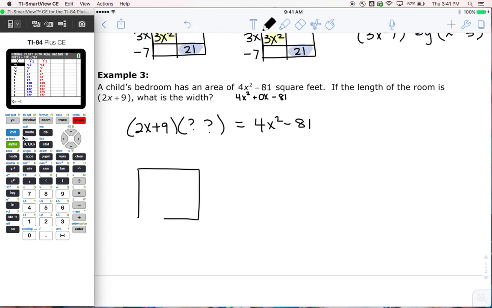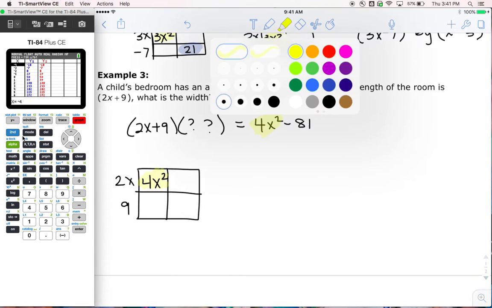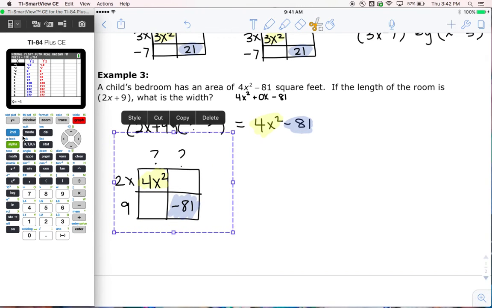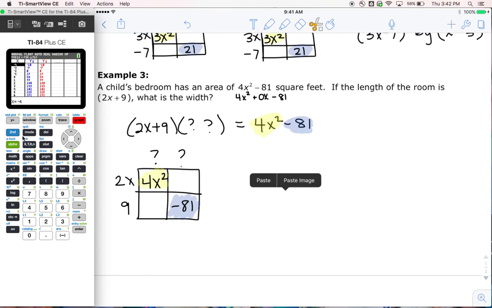So here's my box. I know one of the sides is a 2x with a 9. I know a couple of things inside the box. I know that 4x squared goes right here. And I know that negative 81 goes right here. Okay. And I don't have the other two boxes at all. Right, we talked about how it's a 0x, but it doesn't really matter, right? As long as we know that 81 and 4 are the numbers that we need. All right, what are these two sides? Well, we can figure that out pretty quickly. Let's put them right here.